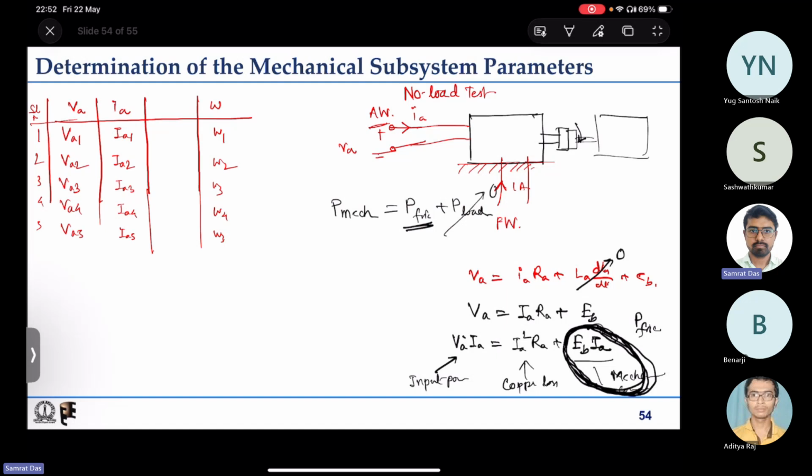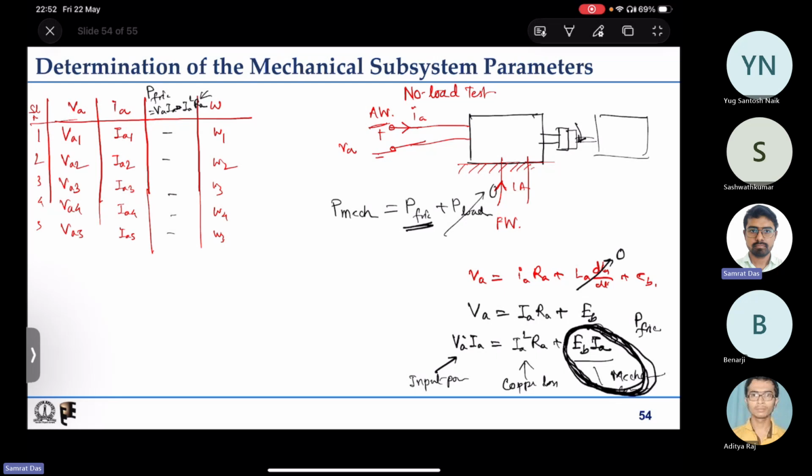Clear? Clear, sir. Okay. So for all these cases of experimental measurement, you can basically calculate P friction is equal to VA IA minus IA square into RA. You know VA and IA for all of them. RA you have already estimated. So you get some values for all these cases.